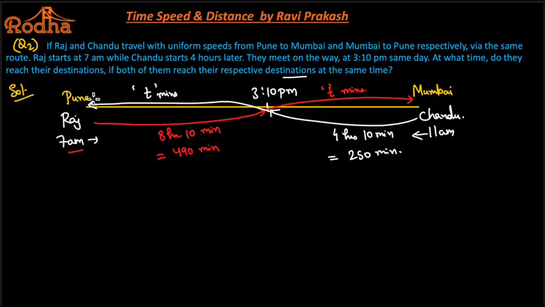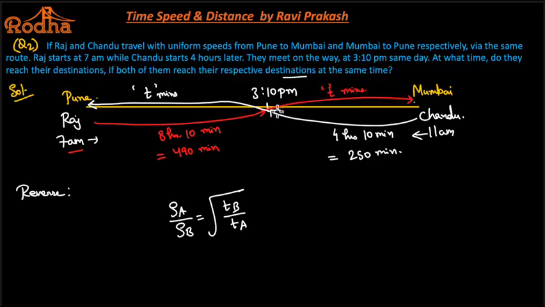What we need to think in this question is that we'll think in a reverse way. This is not exactly the same application as the last question, but a bit different. In the last funda, where we directly used SA by SB is equal to under root TB by TA, both started at the same time. And after meeting, A will take TA time and B will take TB time.